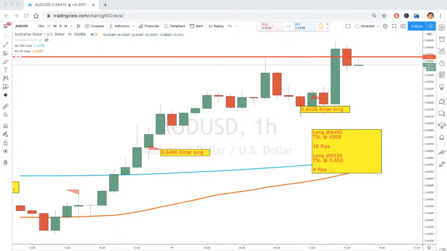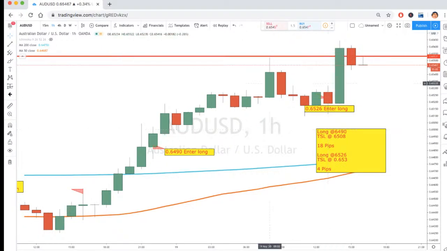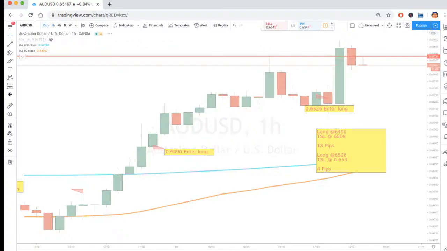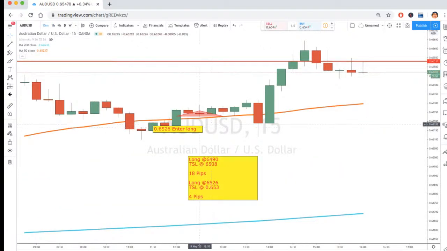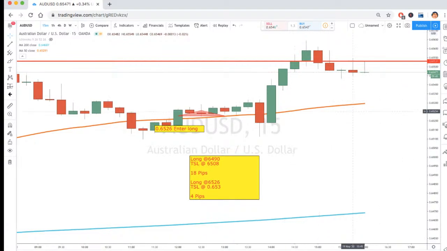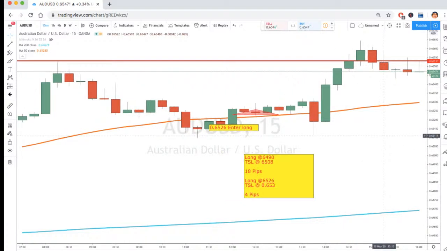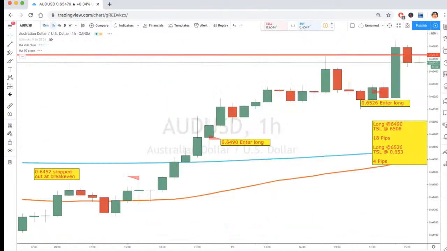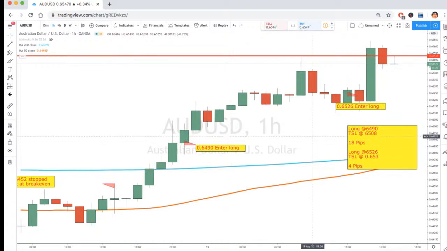Okay, we are live now, and as you can see on the 15-minute chart, this is where we have entered long. Let's reset everything back to normal. My chart looks a bit weird, but never mind. We are here.